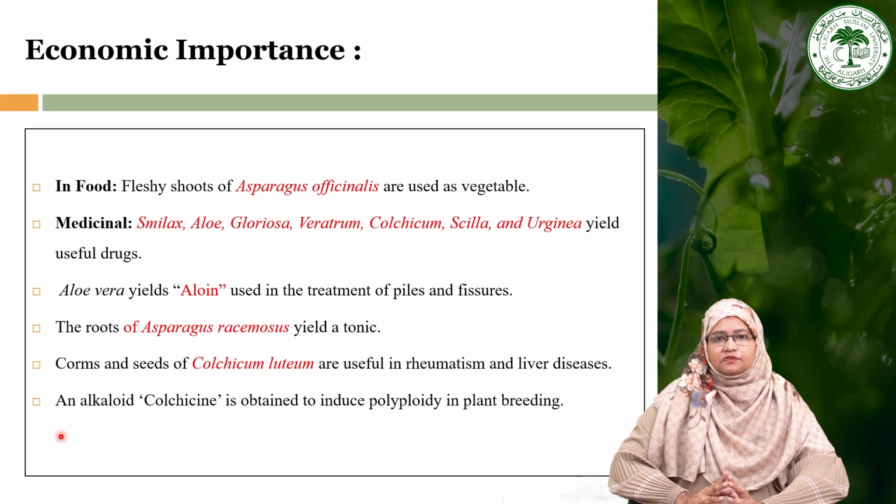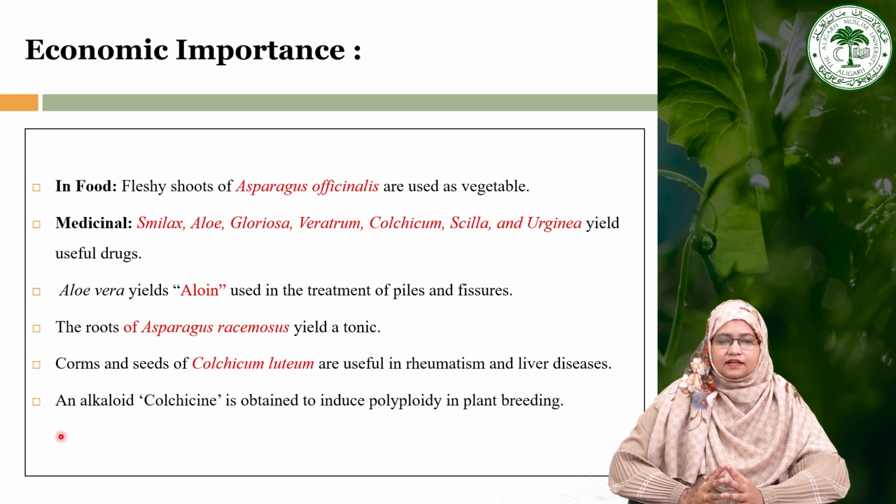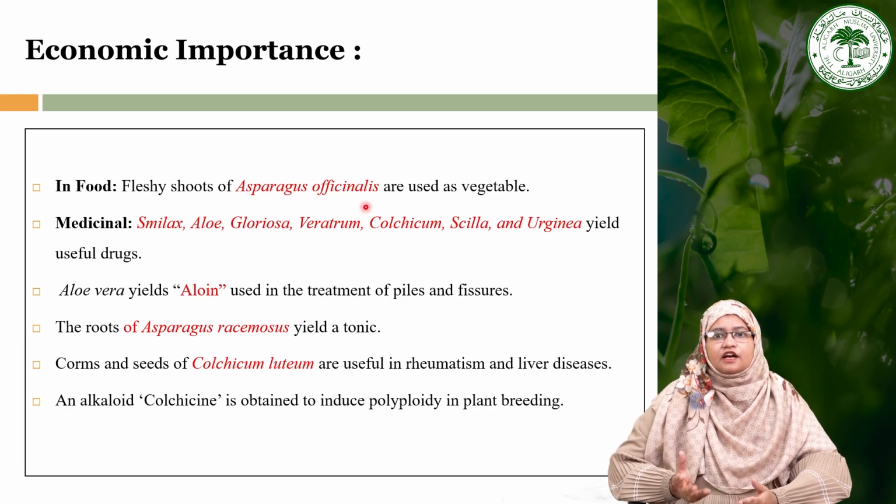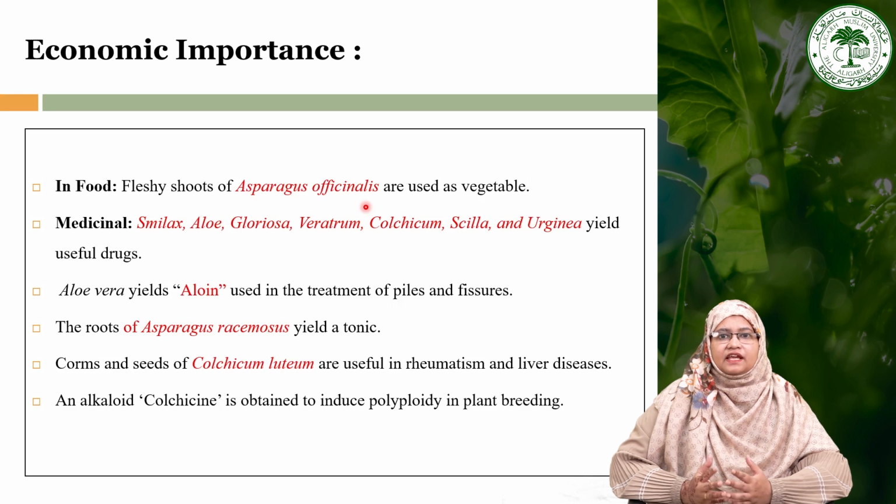Now moving towards the economic importance of the family Liliaceae. This particular family has many economic importances. Starting with food, the fleshy shoots of Asparagus officinalis are used as a vegetable. Besides this, many other Allium species, like Allium cepa, which is called onion, and Allium sativum, which is called garlic, are also used as food, in salads or as spices.